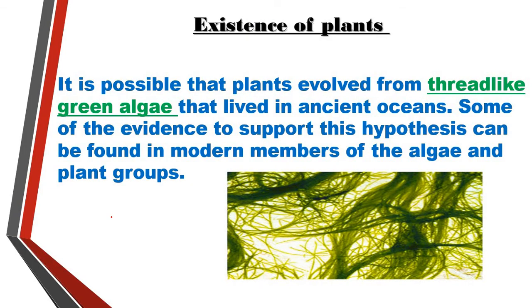There are many hypotheses about the existence or the origin of plants. Some scientists consider that plants evolved from a certain kind of algae that lived very long ago in ancient oceans. They think so because there are some common characters between this green algae and plant groups.